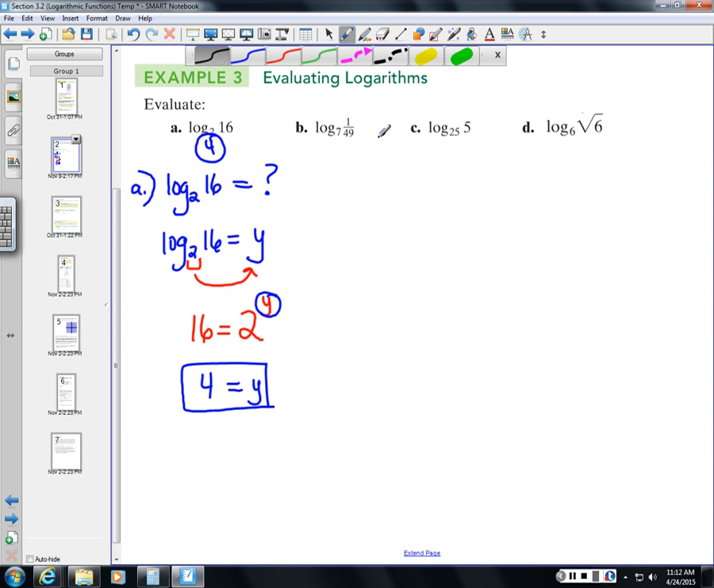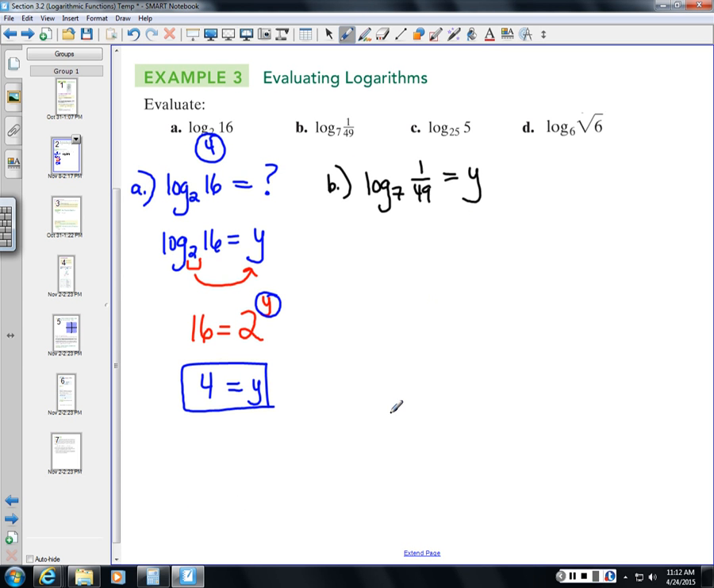Okay, for example B. Now this one's a little bit different. We have log base 7 of 1 over 49, but it's the same concept. Right now we don't know what this is equal to, and we can't just plug this into a calculator, so we're going to set it equal to y, to figure out what this is equal to. To do that, of course, we take the base and move it over to the other side, and that's going to become 7 to the y power equals, and all we have left over on the left side is this 1 over 49.